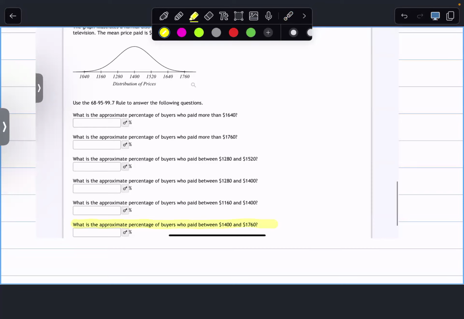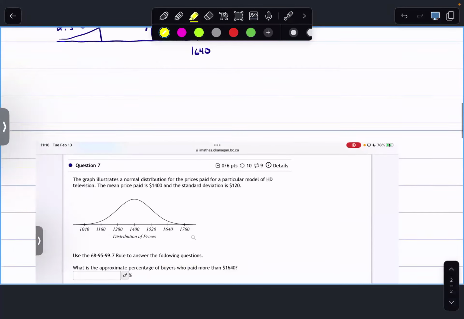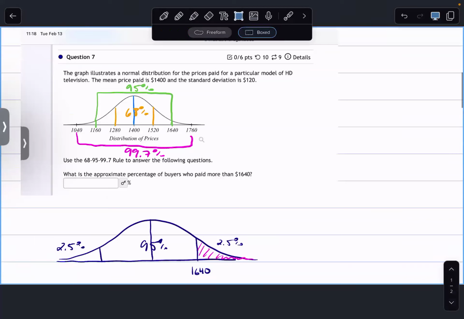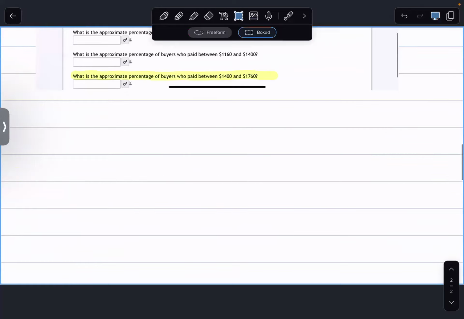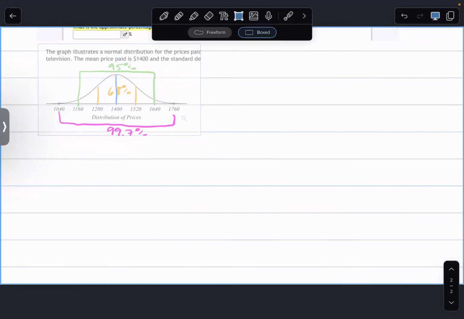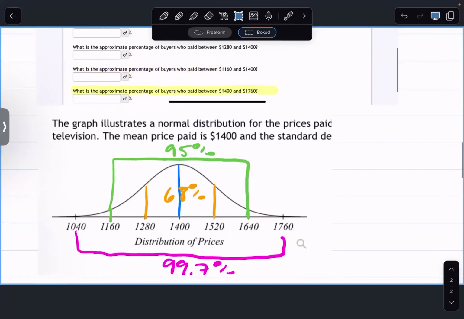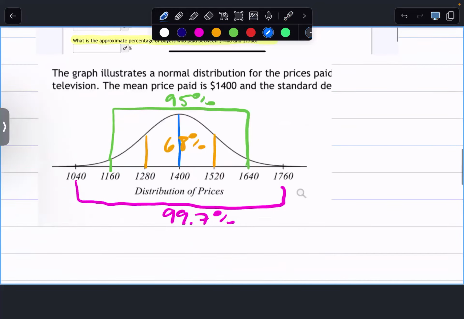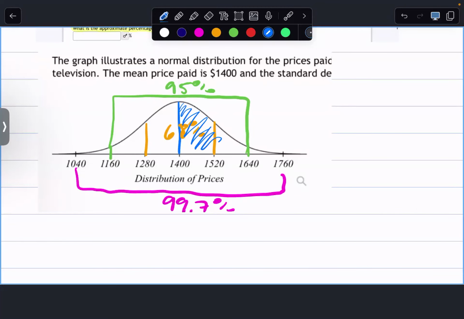Always leverage that symmetry, right? And so if we paid, let's see here. I'm just going to copy this so that we have it. So we want to know what's the approximate percentage of buyers who paid between 1400 and 1760. So now what could you do? Think of these as puzzle pieces. And what you want to do is find this area up to 1760.